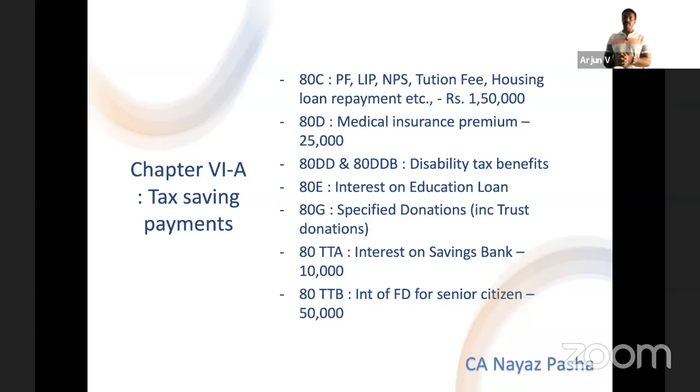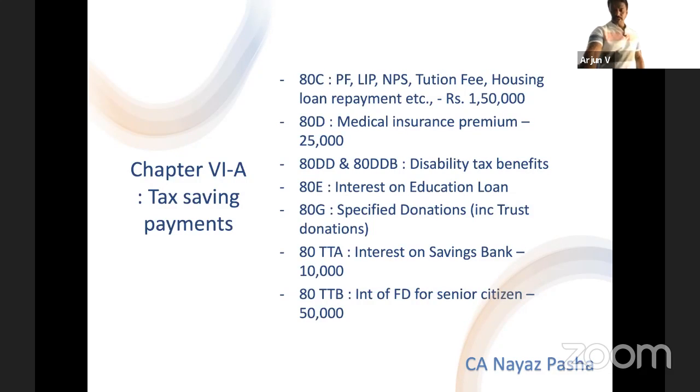If you have any disabled person, or if you're spending some money on specified diseases, you get deduction under 80DD, 80DDB. If you have taken a loan for your education or your children's education, you are paying interest on that education loan, you get tax deduction for it. Donations, including the Prime Minister National Relief Fund, and off late the PM CARES Fund, whatever contributions you make get covered under 80G. If you have savings bank interest, you get a deduction of 10,000 on it. And if you're a senior citizen with a fixed deposit, you get a 50,000 deduction from your interest.